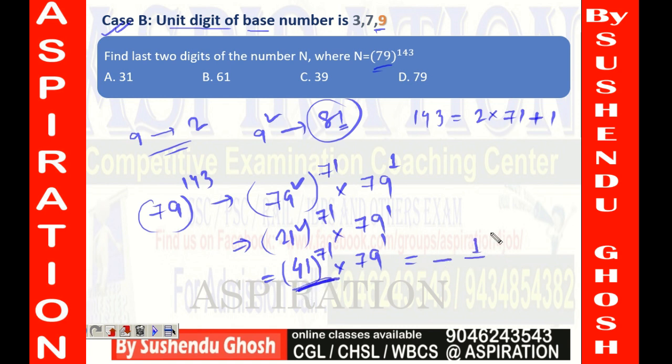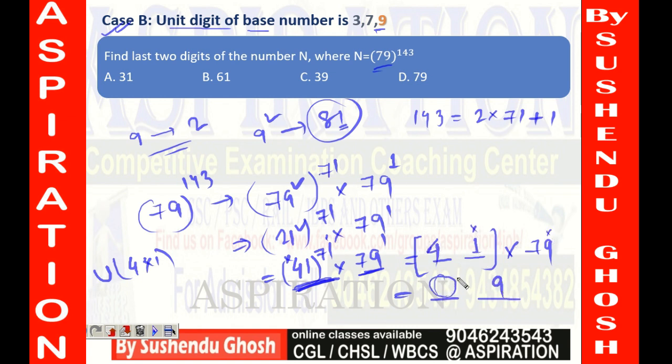It will always give you 1 in the unit place. Now what will be the tens digit? That is the unit position of 4 multiplied by 1. So it will always give you 41 as the last two digits of this number. We already have 79 left. So if we multiply this, then it will always give you 9 in the unit place.